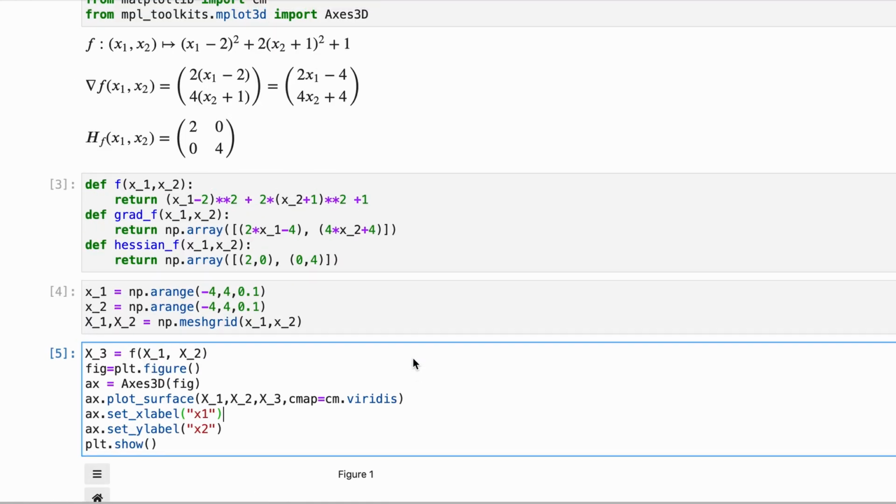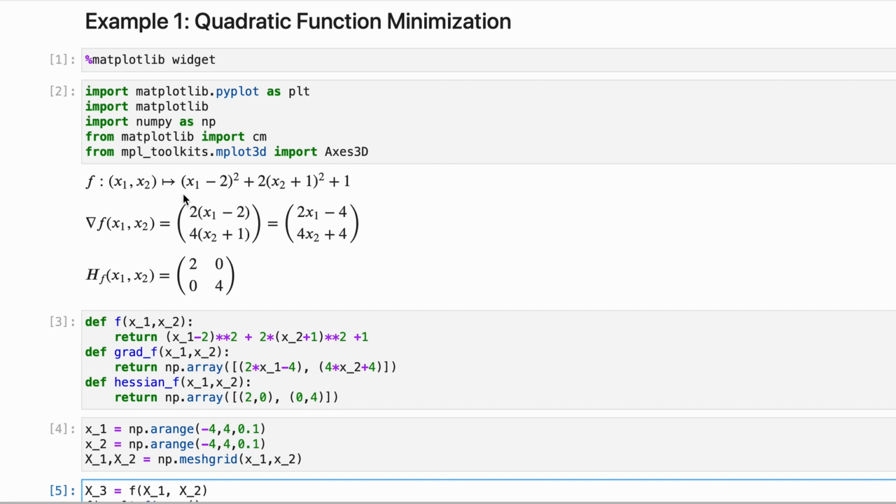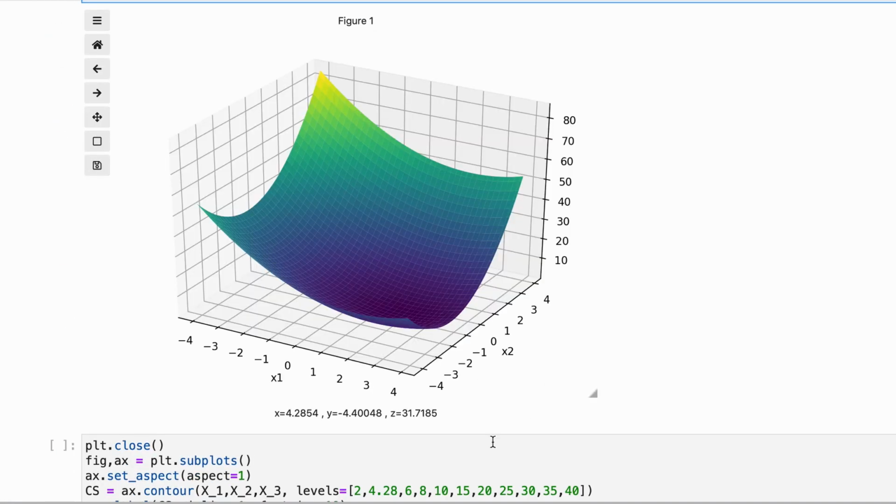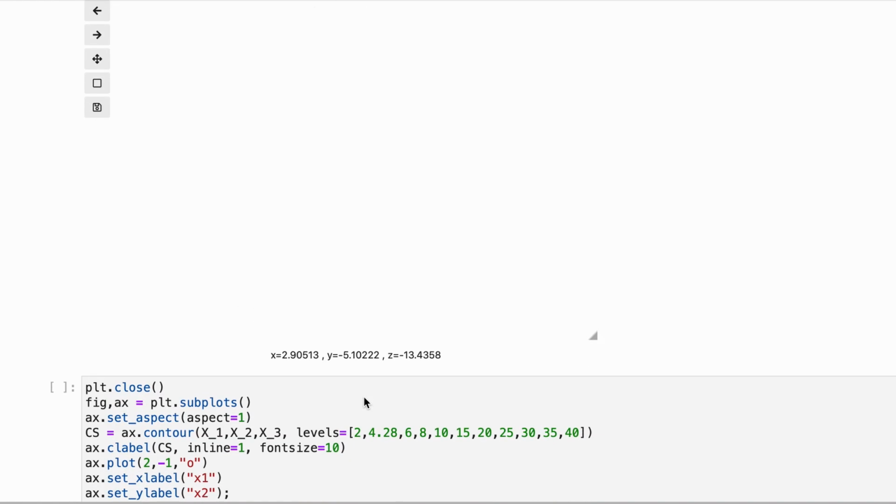And if we look at the function definition, you can see that this first term will be 0 when x1 is 2, and that second term will be 0 when x2 is minus 1. As these are both non-negative, that's the lowest value that we can achieve, a function value of 1. So 2 and minus 1 should be the minimum of that function. Okay, and if we look at that, 2 and minus 1 is about here. So that looks like the minimum in this surface plot.